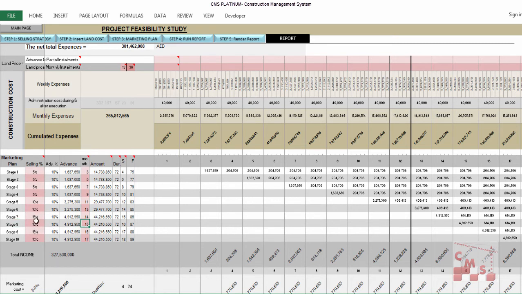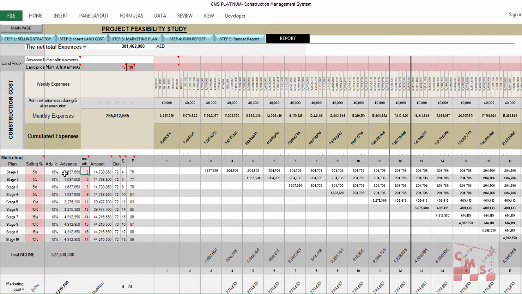Why are we increasing the percentage? Because when the project is coming to reality, it will be a good advantage for the customers to purchase immediately. Stage 10 you will have 15% in month 17. You will find here CMS makes a full plan and informs you how much you will take every month. If you try to change any of them, it will be changed easily.